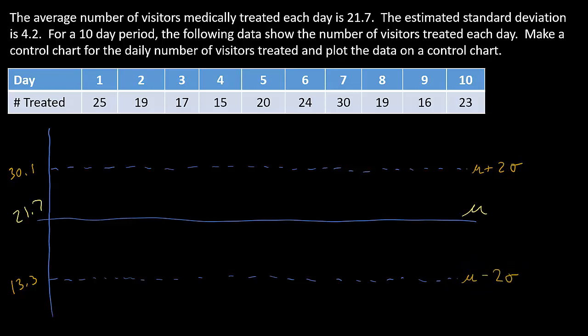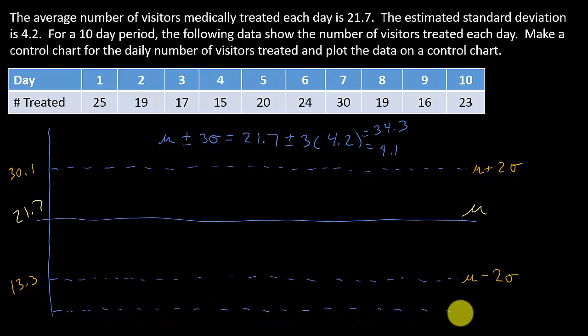Okay, and then I need to draw dashed lines at mu plus or minus 3 sigma. So if I do mu plus or minus 3 sigma, that's going to be 21.7 plus or minus 3 times 4.2, well, if I do plus, that's going to give me 34.3. And if I do minus, that's going to give me 9.1. Okay, so I'm going to have a dashed line down here, and then I will have a dashed line up here.